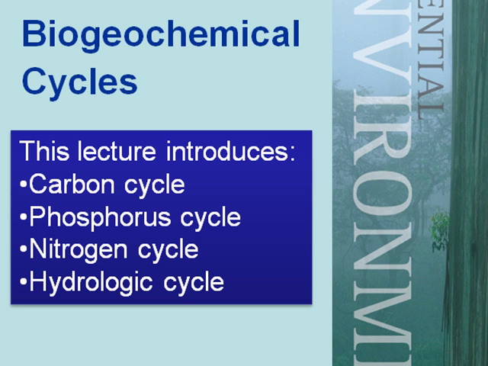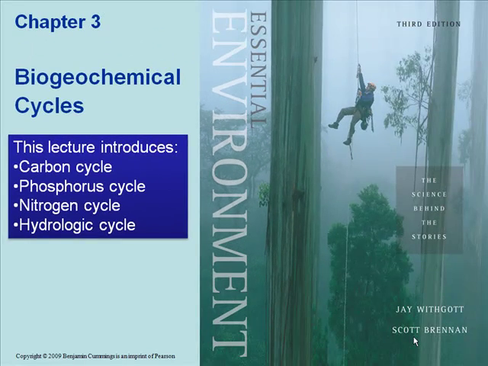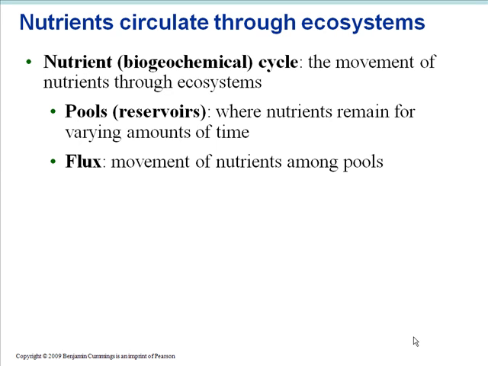If you think about the term biogeochemical, it's a compound word. These cycles involve biological, geological, and chemical interactions. So nutrients circulate through ecosystems, and they move continuously, right, through biogeochemical cycles. When I say move continuously or circulate, they move through the air, water, soil, rock, and living organisms.